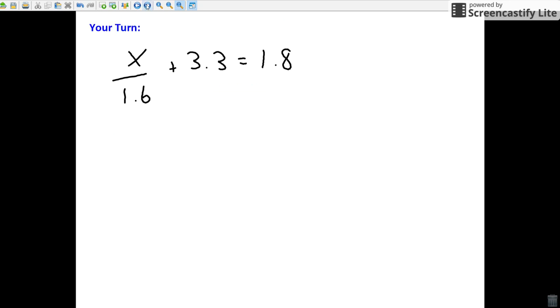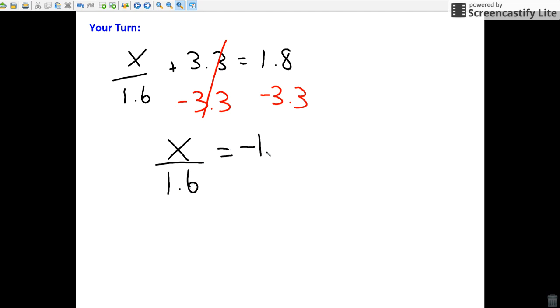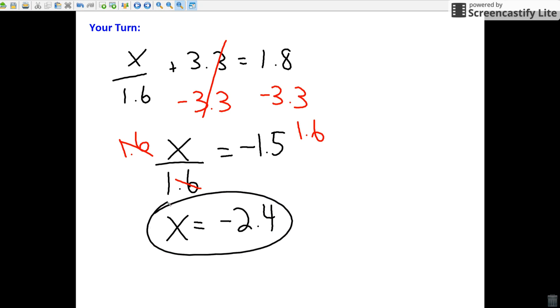All right, once again, pause the video and attempt this question on your own. Now that you've had an opportunity, let's see how closely we match up. Negative 2.4. Hopefully we are on the same page.